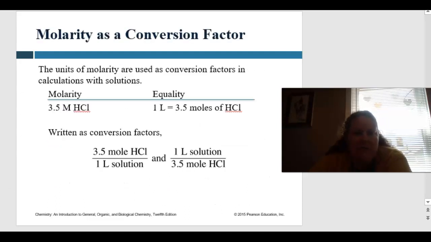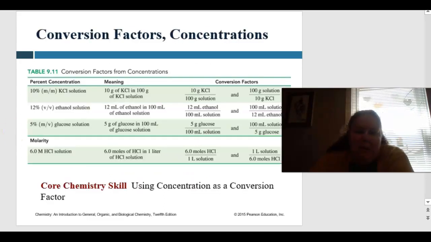Okay, so then using molarity as a conversion factor. The units of molarity are used as conversion factors in calculations with the solution. Okay, so we have molarity and the equality. Written as conversion factors, you can see 3.5 moles of hydrochloric acid over 1 liter of solution, and vice versa. Here's your handy dandy little table of conversion factors. Okay, so the percent concentration means this, and the conversion factors would be written out here.